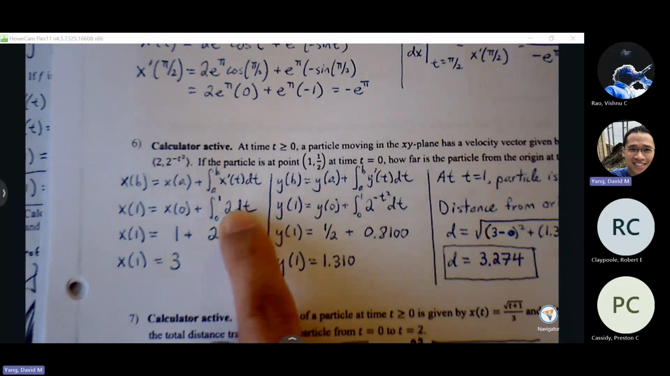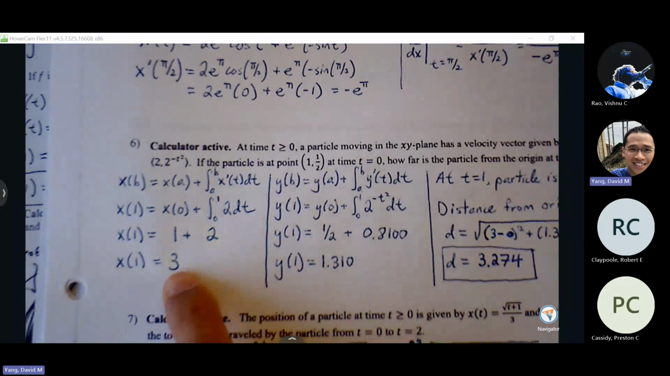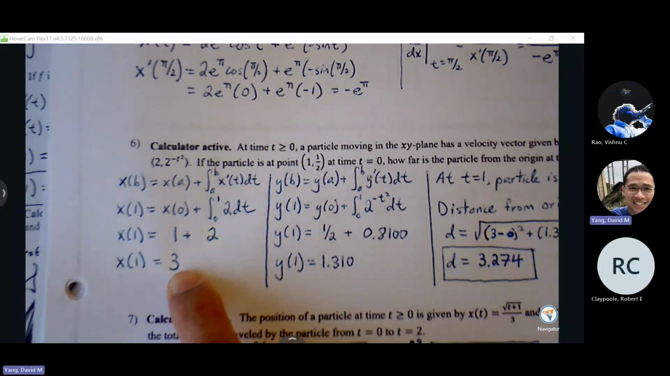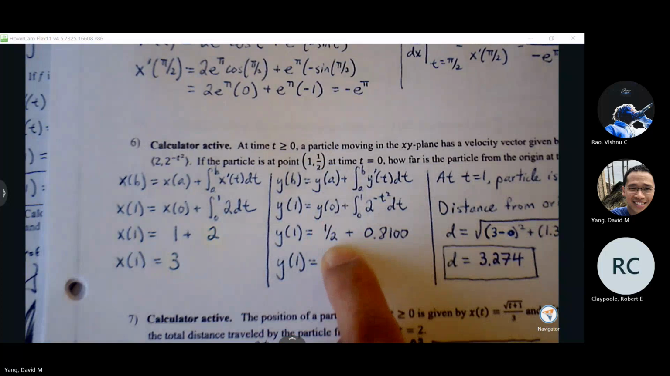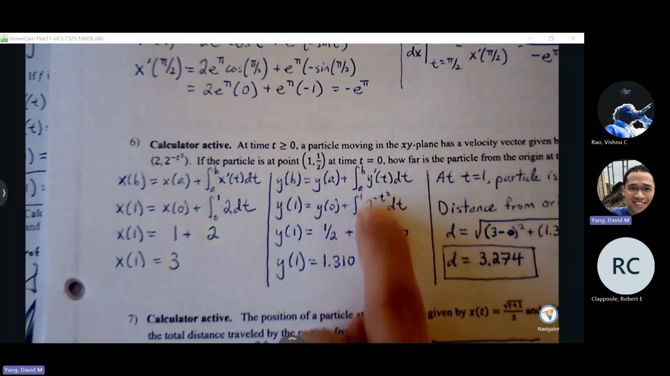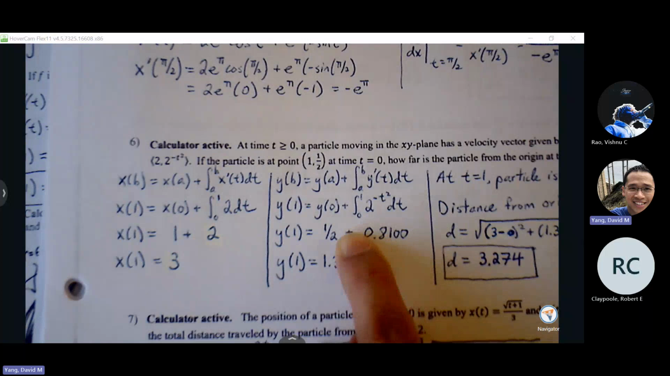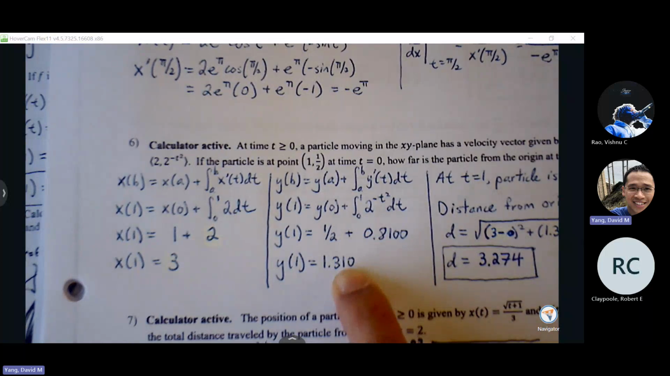Okay. This one we can do by hand or make your calculator do it. And then this is x of 0 is 1. So we know that from our x coordinate perspective, we end up at x value 3, 1 second into this particle's motion. Okay. For y, y starts at 1/2, and then it makes a progress vertically 0.8100. And then so we know from y perspective, it's going to be at 1.310.